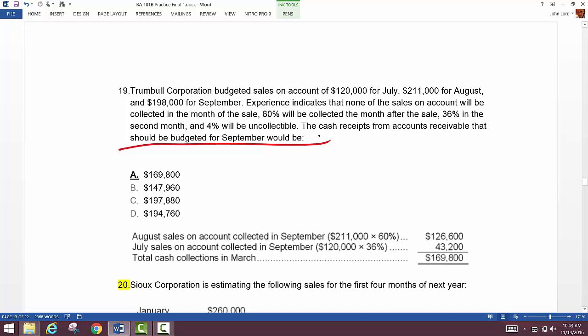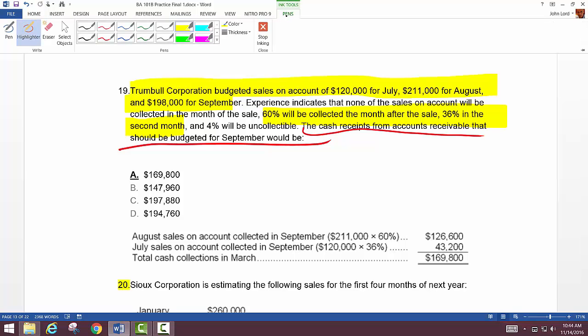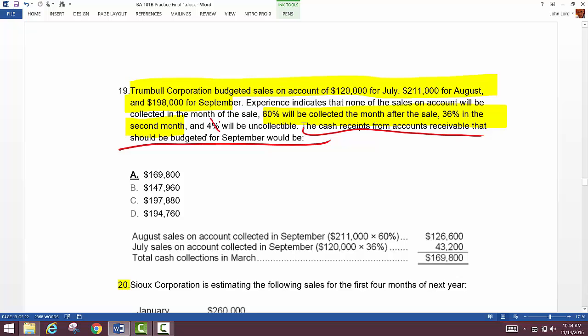But so we're looking for what? You've got to find the call of the question. They're looking for cash receipts for September. And so let's just read the fact pattern here. They tell us that Turnbull Corporation budgeted sales of $120,000 for July, $211,000 for August, and $198,000 for September. Experience indicates that none of the sales on account will be collected in the month of sale, 60% in the month after the sale, and 36% in the second month after the sale. 4% is uncollectible. What are we going to do with that when they tell us the uncollectible amount? Ignore it, because they're not going to collect it, right? So that does not go into the calculation of cash receipts.